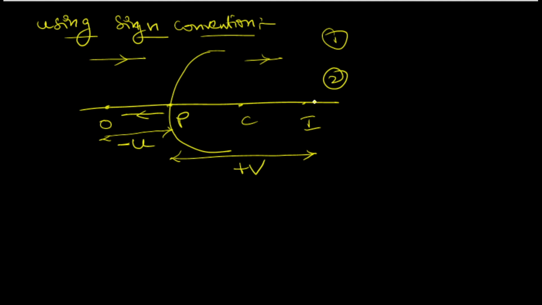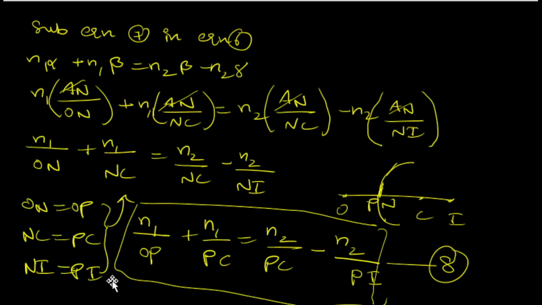Whenever you measure the height of the image or height of the object above the principal axis, we take it as plus sign, and below the principal axis it is taken as negative sign. This is about sign convention. I am not writing the points here. You just pause the video and write the sentences.